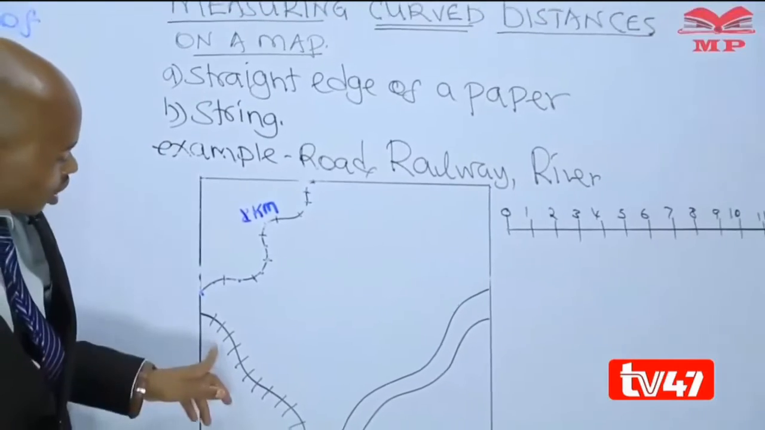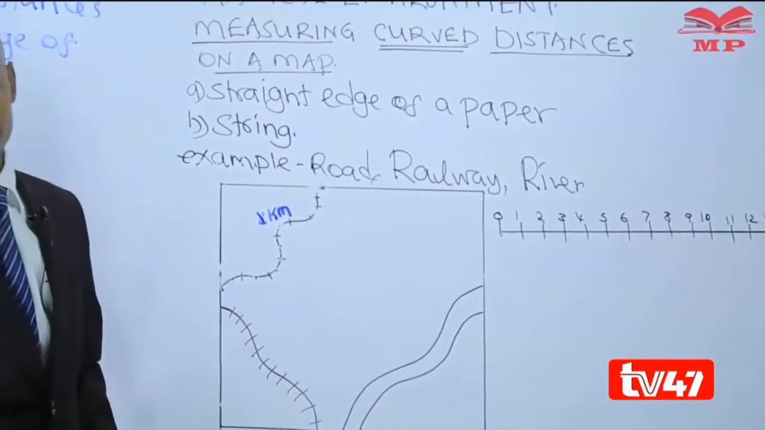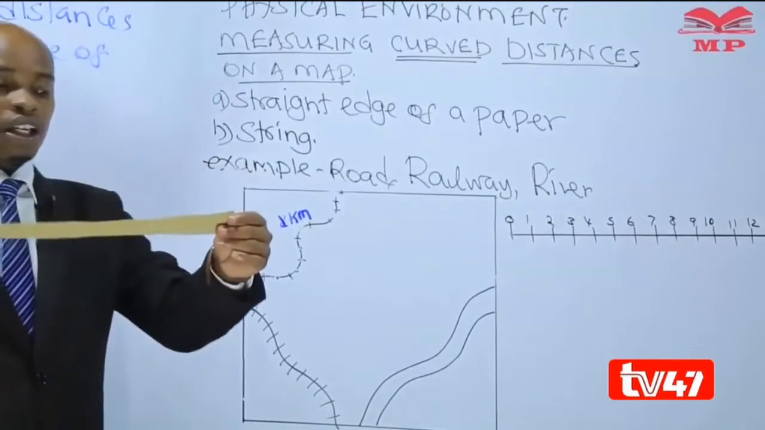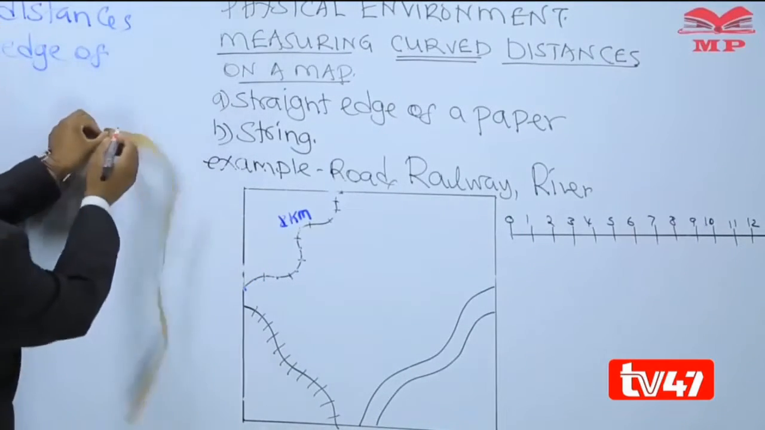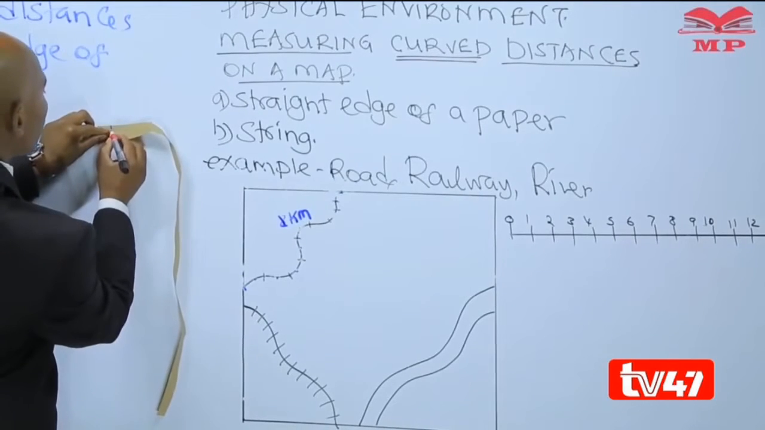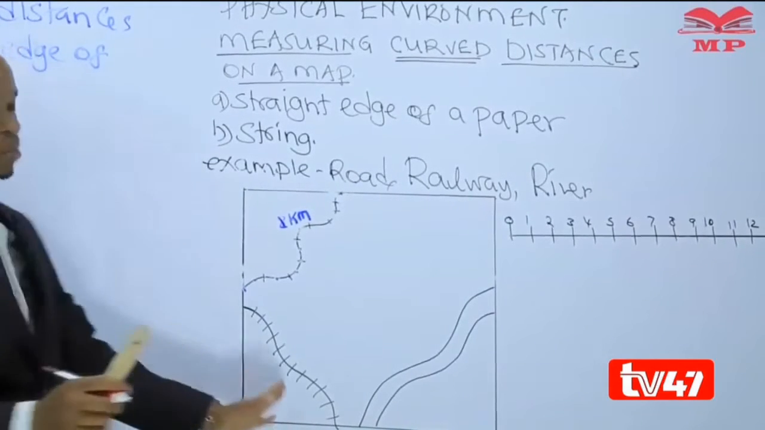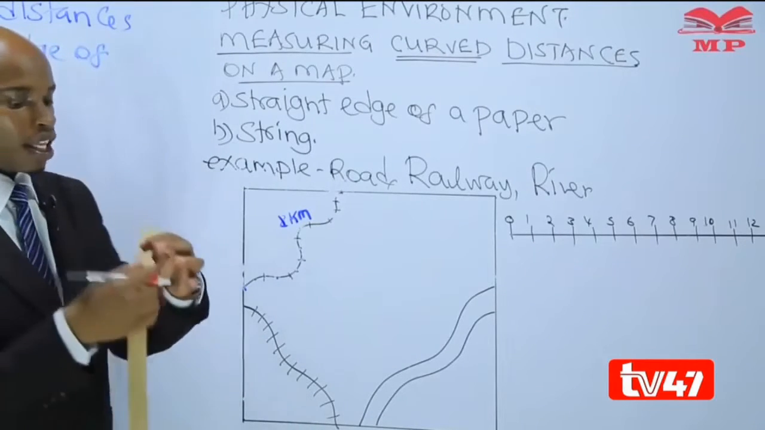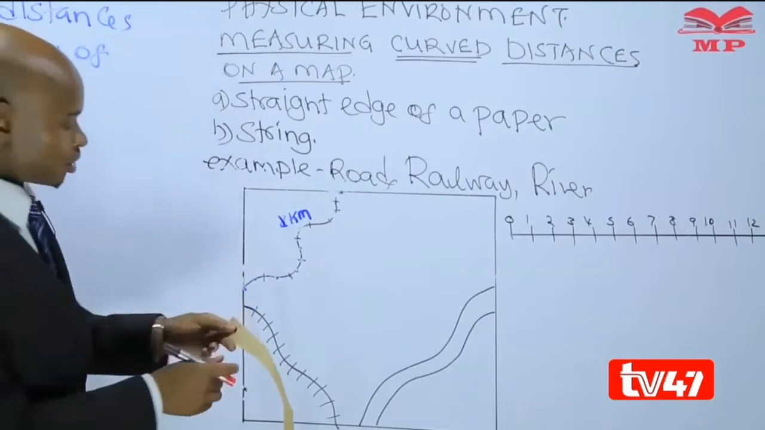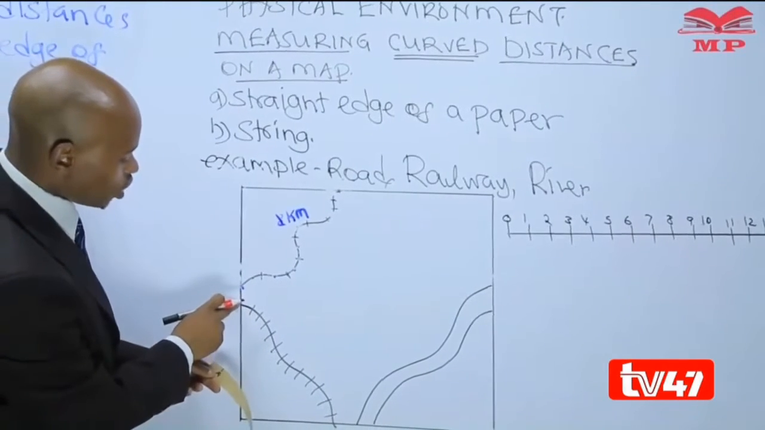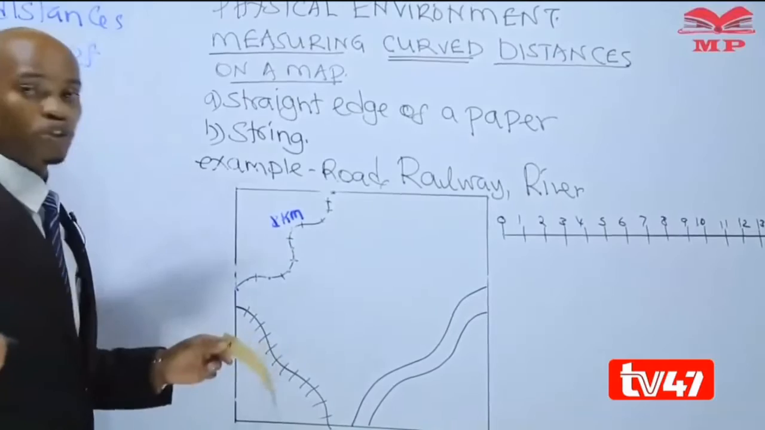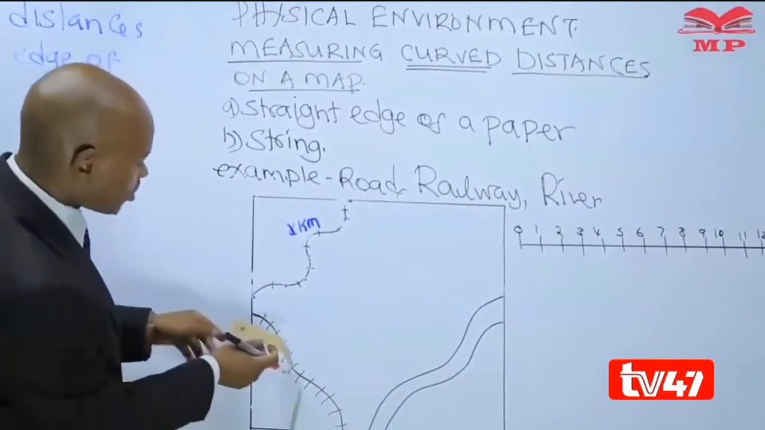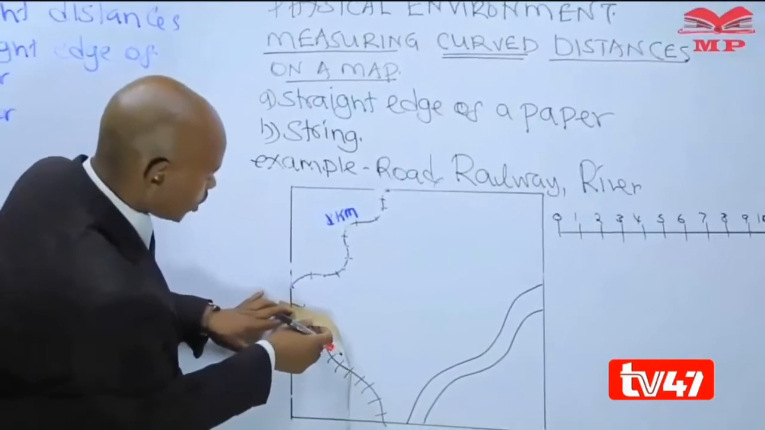You are required to get the curved distance of this railway. Now, what are we supposed to do? This is our straight edge of a paper. Mark it point A. Your first marking will be either here or here, according to your preference. Mine this time round, my first marking will be here.